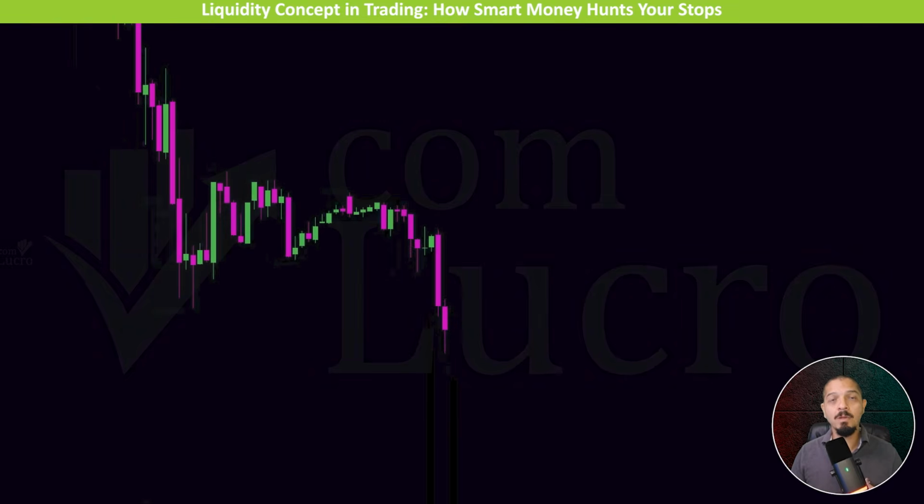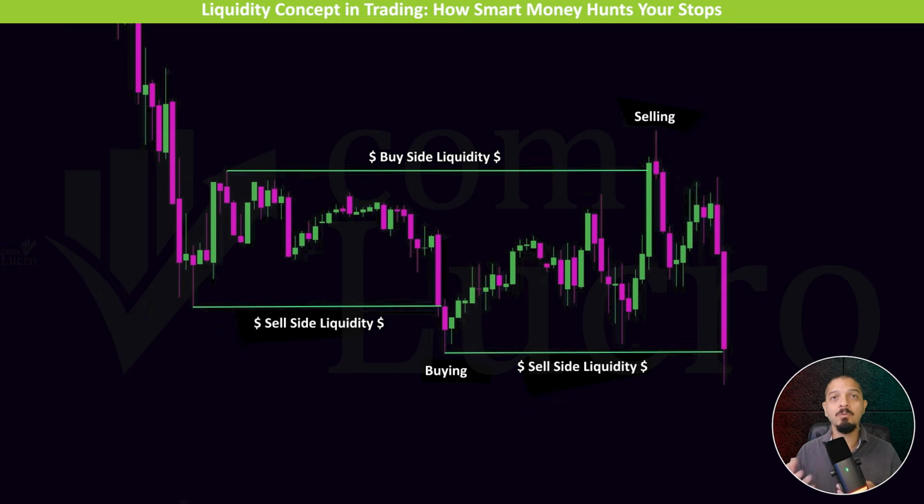Let's start with sweep liquidity. To begin, you need to understand what liquidity really means. In simple terms, liquidity is just orders in the market. It is money moving through the system. Price moves because of these orders. When buying increases, price moves up. When selling increases, price moves down.